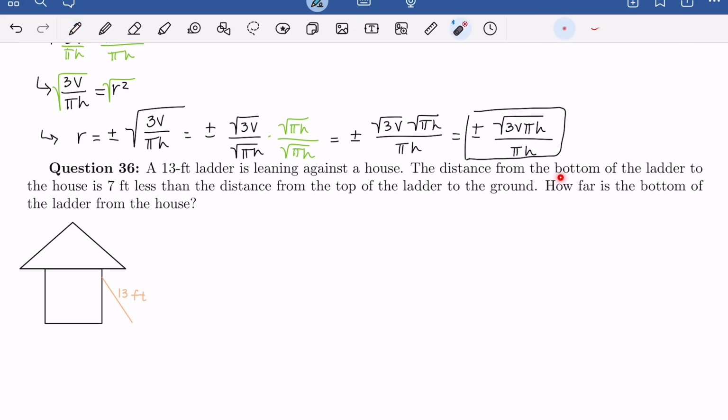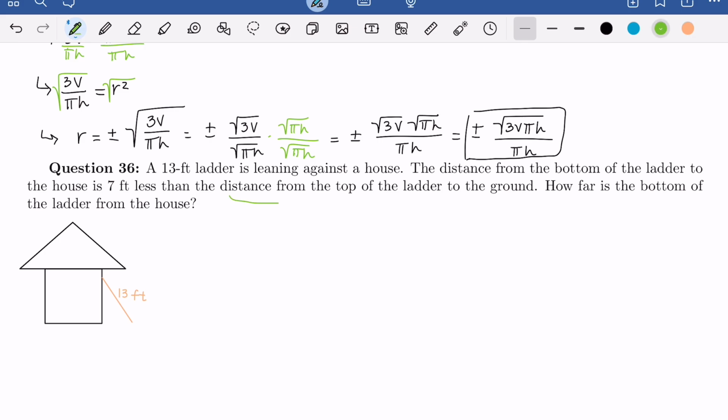Alright, so the distance from the bottom of the ladder to the house, so this here, is going to be 7 feet less than the distance from the top of the ladder to the ground. What we want to do is figure out this distance here, how far the bottom of the ladder is from the house. So first, let's assign some variables to things.